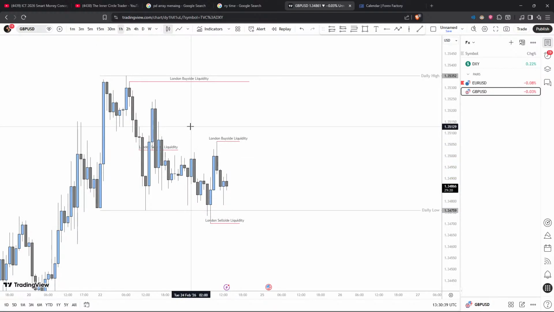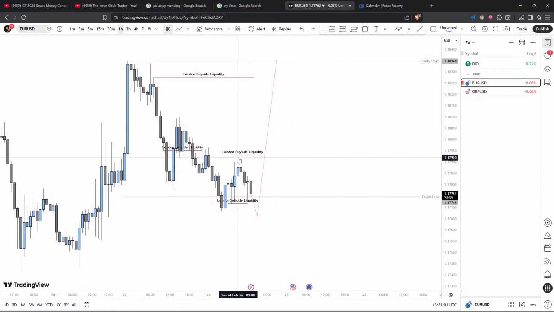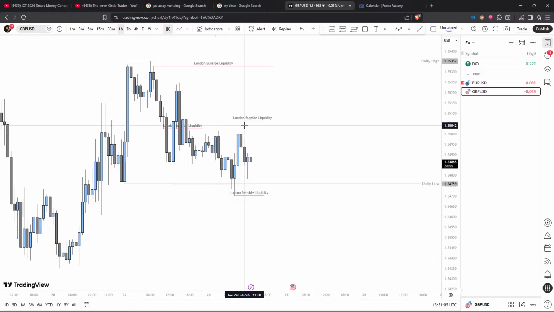Pretty much the same story as EU. We had price sweep the sell side liquidity, come back into the dealing range, come below, react to the low of the London session, consolidate, sweep the daily low and then create the London session liquidity. We've come up to this place. We have wicked above this session liquidity, though we haven't maintained it. In EU, the difference is that the buy side liquidity is just below. Here it's just above.